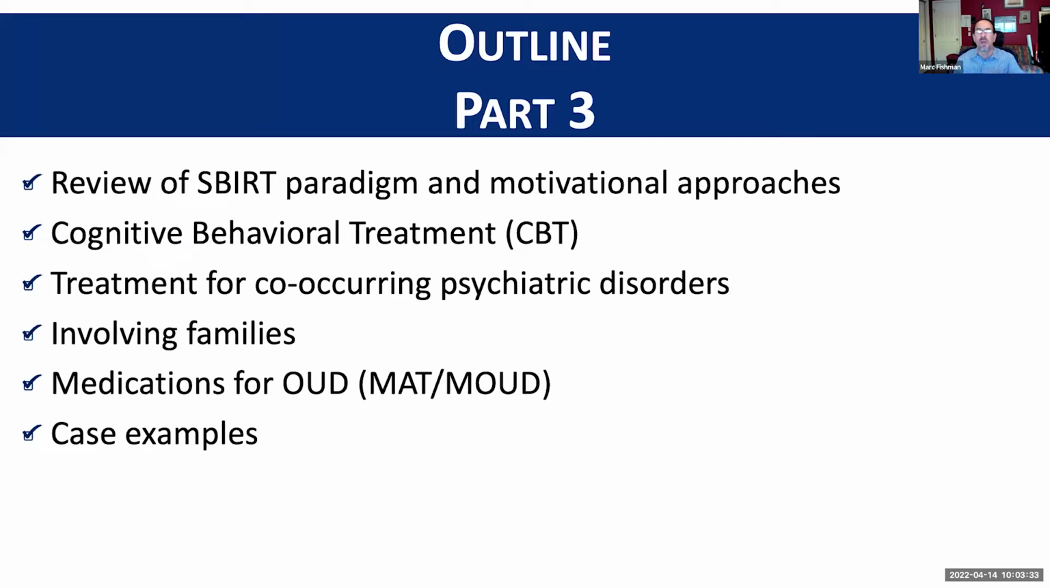We've talked mostly about motivational approaches last time, and we'll jump into the detailed cognitive behavioral treatment techniques, show you a couple of examples, and take a deeper dive into one in particular, the relapse chain analysis. We'll talk about treatment for co-occurring psychiatric disorders, which, as I'm sure you know, are so common and so important. We'll talk about the importance of involving families and some ideas about how to do that. And we'll talk about the use of medications for opioid use disorder, that is medication-assisted treatment, or MOUD.